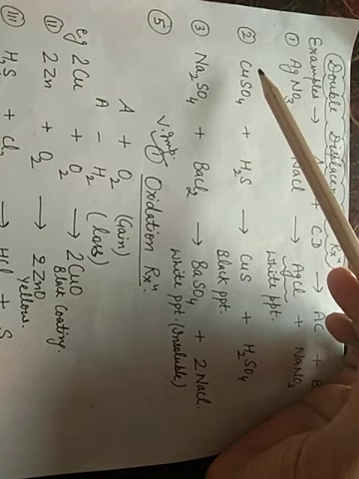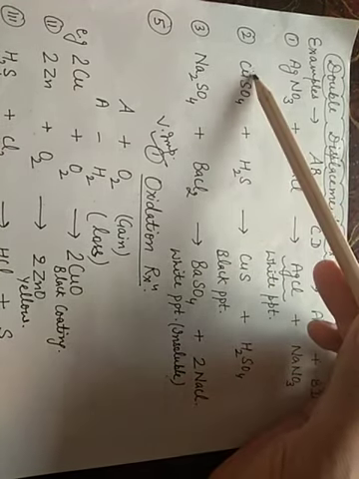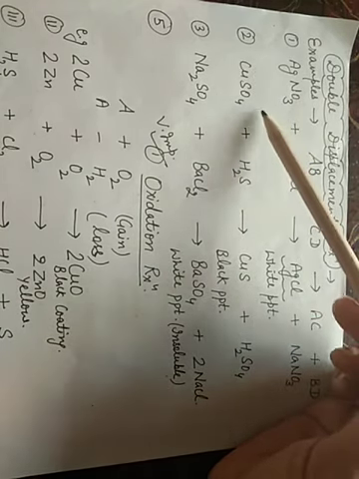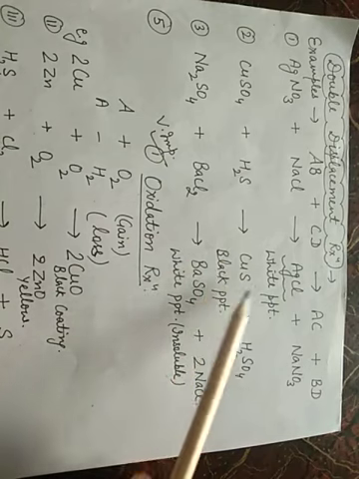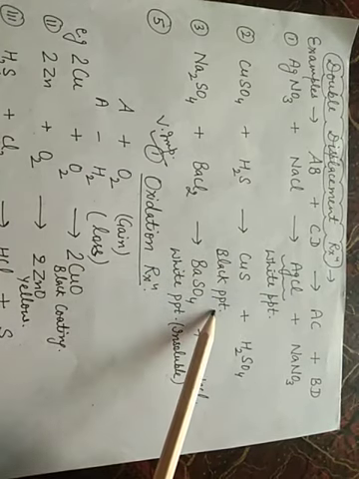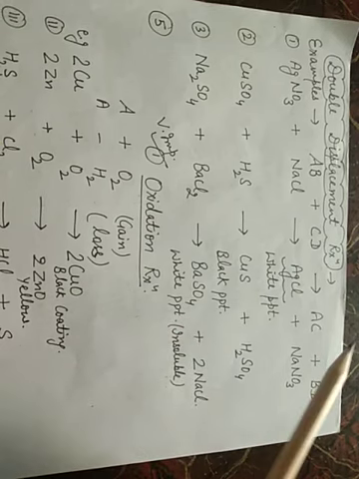Now the next reaction is copper sulfate plus H2S. It will form CuS and H2SO4. CuS means copper sulfide. The black PPT is formed. PPT means precipitate, insoluble solid which comes out from a liquid solution.